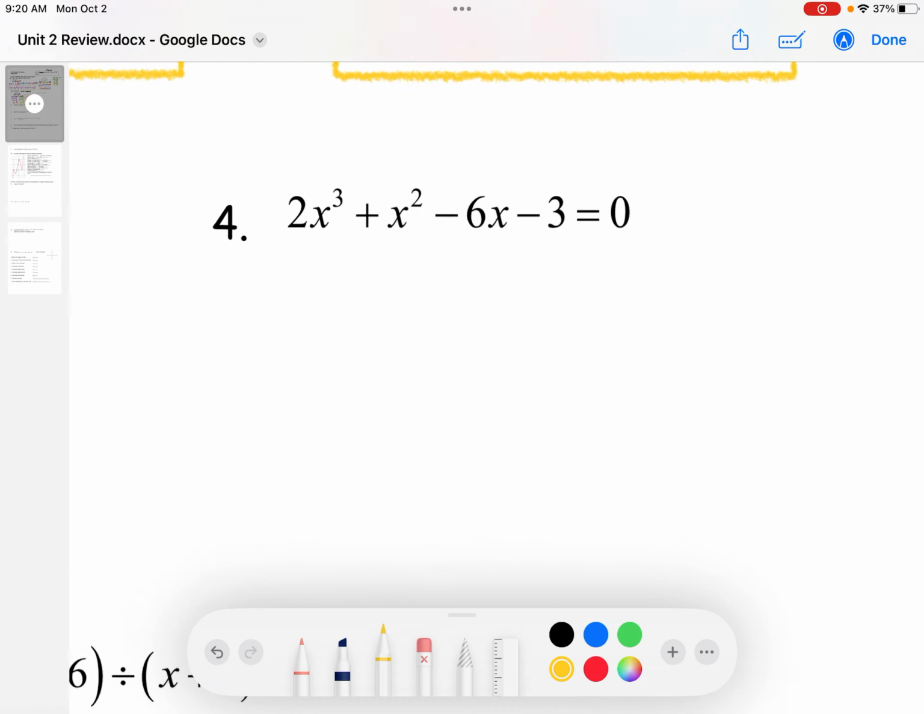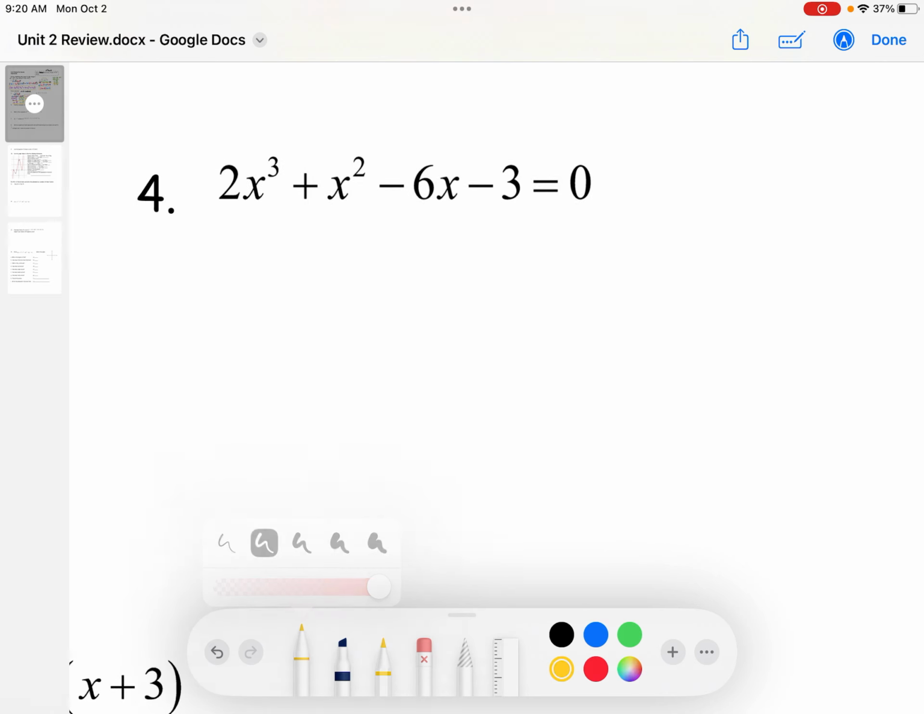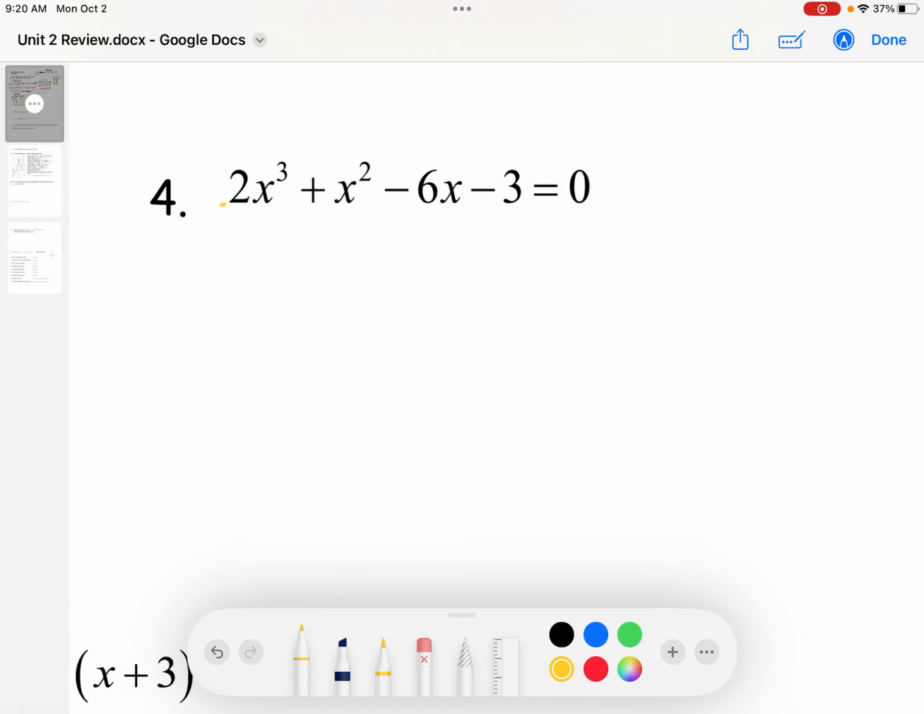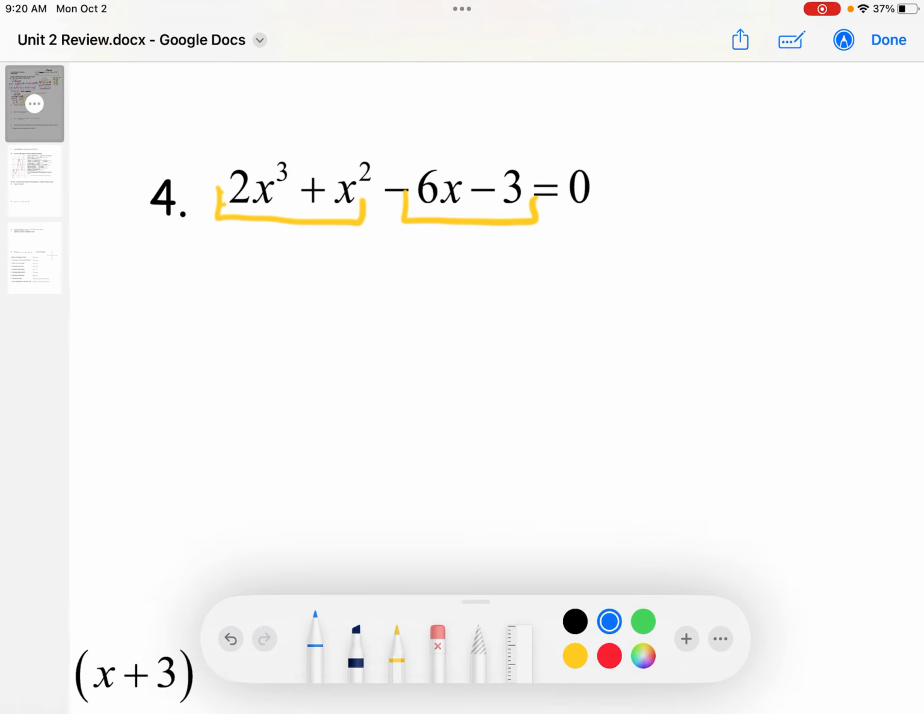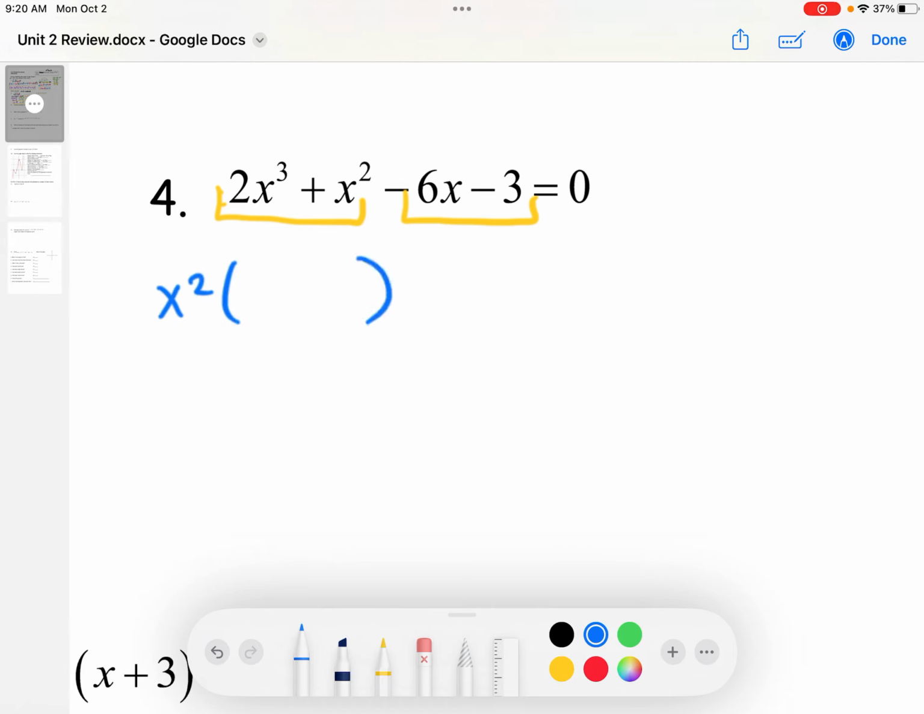So let's take a look at 4. There is not a greatest common factor. We have 4 terms, so we want to group these. Group and group. So if we take this first group, we get its greatest common factor, x squared. So then we want to divide each of those terms by that x squared. So we get a 2x plus, remember, any value divided by itself is always 1. Then we bring down the sign in the middle.